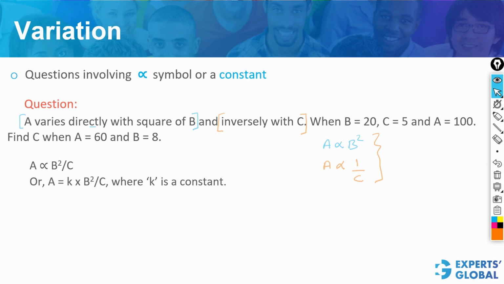And now, to remove this proportionality sign, we need to introduce a constant K here. Now, two cases are given. In the first case, A is 100, B is 20, while C is 5.